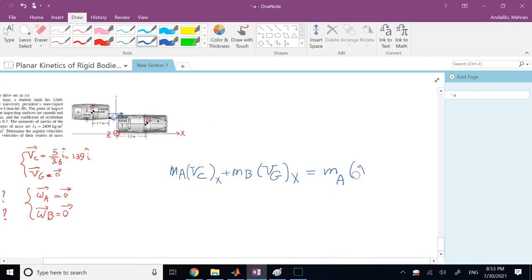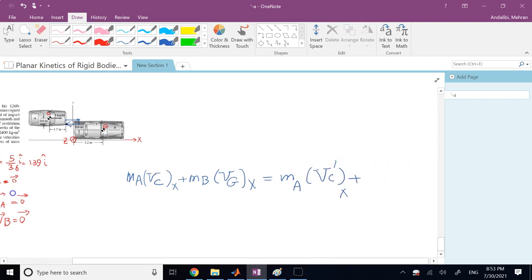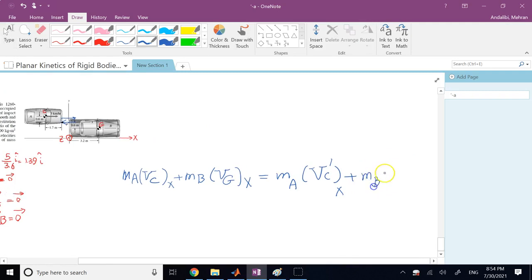So it's going to be MA V prime of C along the x direction plus MB V prime of G in the x direction, right? This is conservation of total momentum of the system along the x direction. That's one, right? Then in the y direction, we say that what? We say that the components are not going to change, right? Now, before the impact, there was no y component, correct?